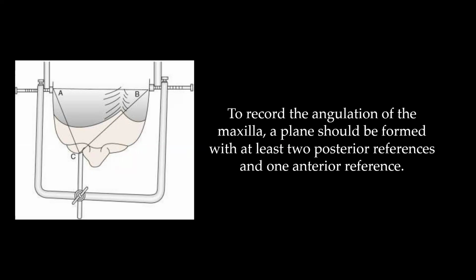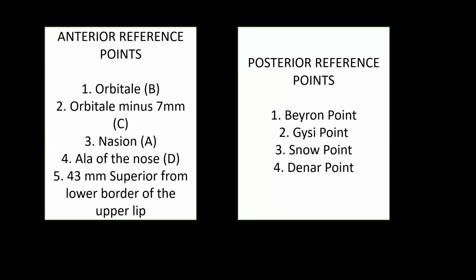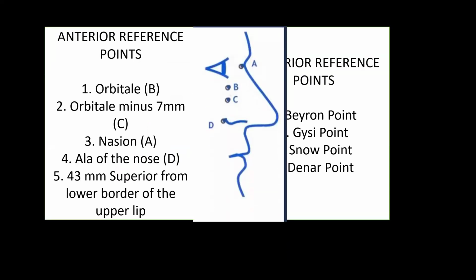We see that A and B in this particular image are the posterior reference points that are used, and C, which happens to be the orbitale in this particular picture, is the anterior reference point, forming a plane to which the orientation or the angulation of the maxilla is recorded. So the anterior reference points are as follows. We have the orbitale minus 7, the nasion or the ala of the nose, and 43 millimeters superior from the lower border of the lip.